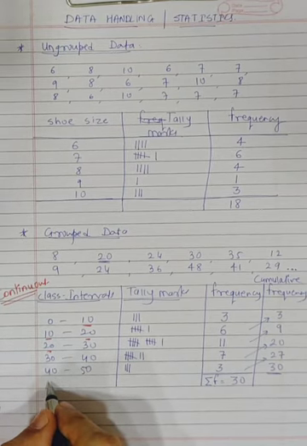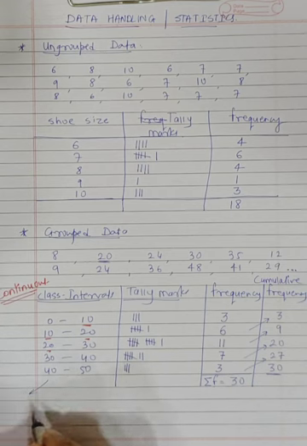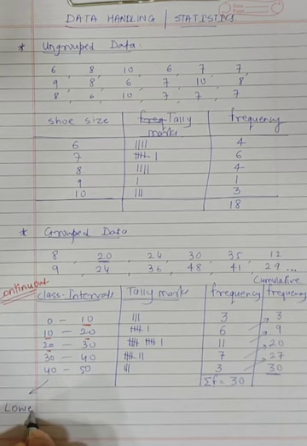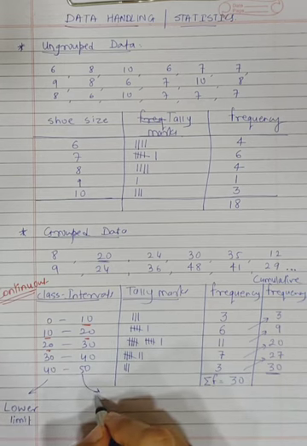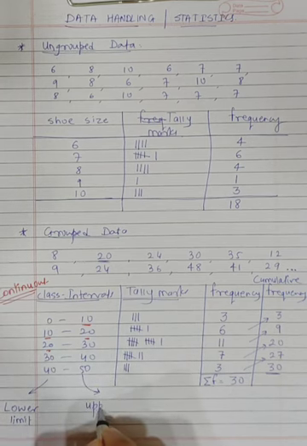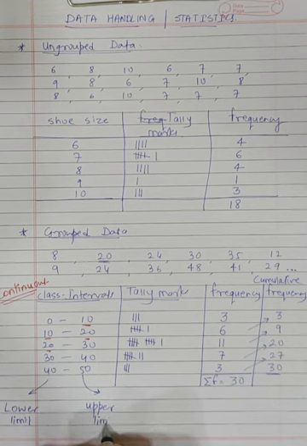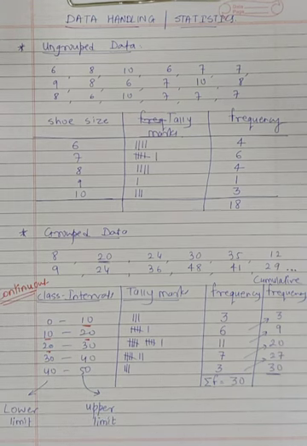Now, in these intervals, this lower number here, 40, is called what? It is called the lower limit. Guys, look, this is called what? Lower limit. What would this be called then? Obviously, upper limit. So you have to know what is meant by lower limit and what is meant by upper limit.